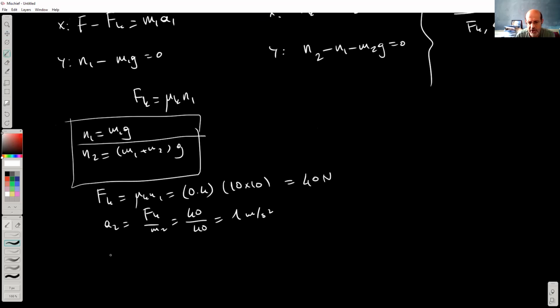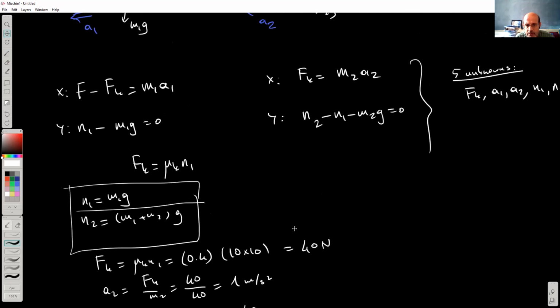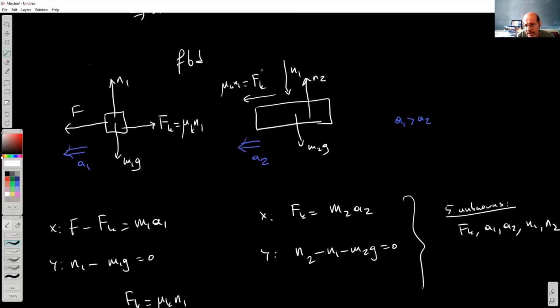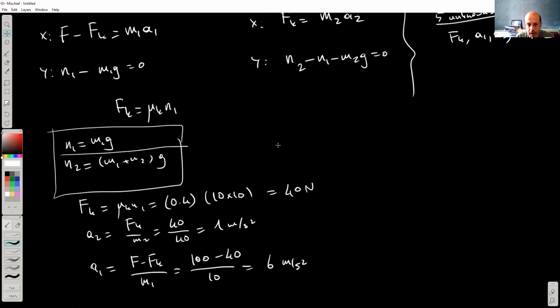I didn't compute the acceleration in the first situation, but in any case, a1 is F minus Fk divided by m1. F was 100 newtons, Fk is 40. Mass is 10 kilograms, so therefore this is 6 meters per second squared. Fk is, why is that so? Because of this equation here. It's basically coming from the free body diagram. That's the only horizontal force in here. So in any case, that's the solution in that case, right?